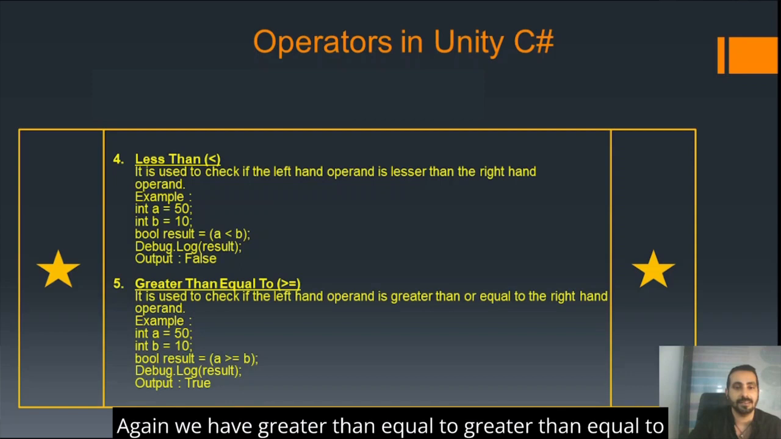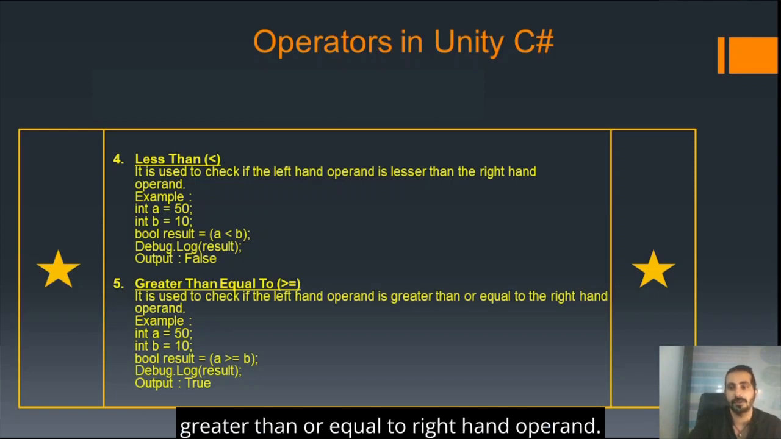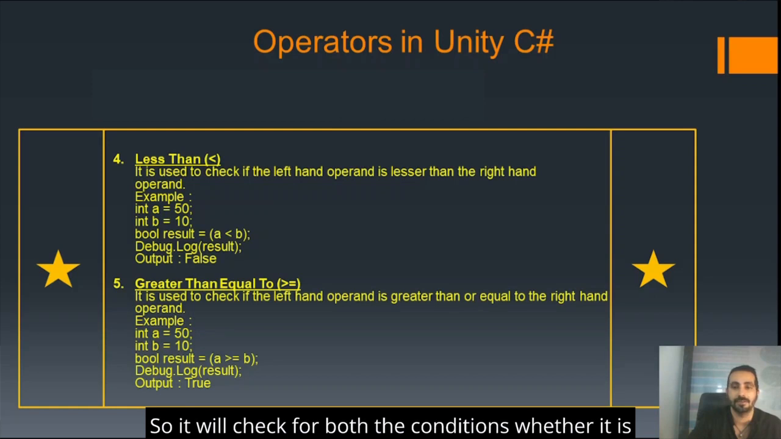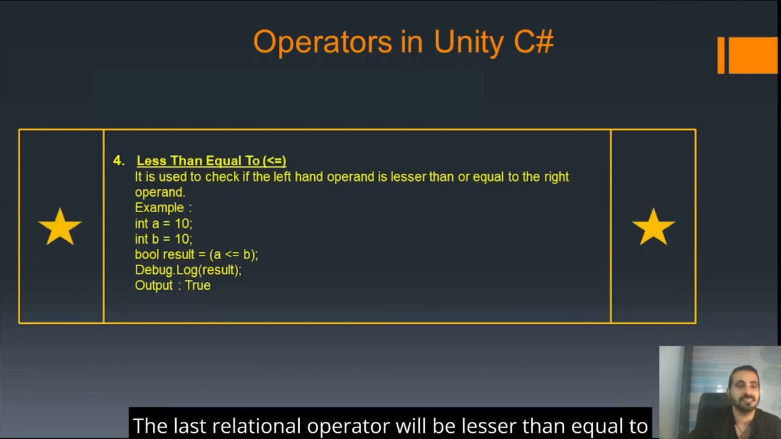Again, we have greater than equal to. Greater than equal to operator is used to check if the left hand operand is greater than or equal to the right hand operand. So it will check for both the conditions. The last relational operator will be your lesser than equal to.